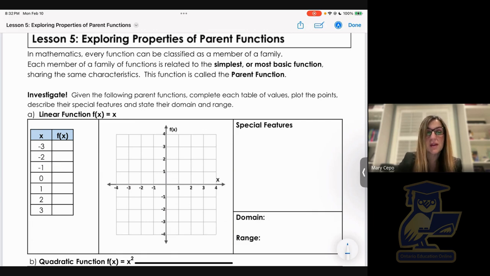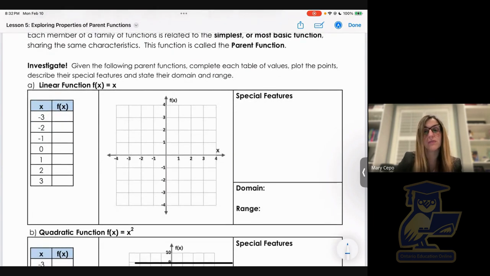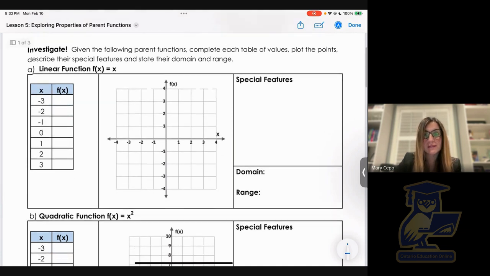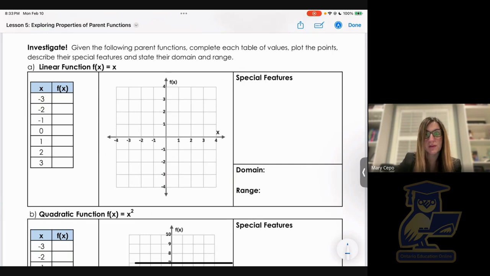So let's investigate. Given the following parent functions, complete each table of values, plot the points, describe their special features, and state their domain and range. Reminding again, domain would be all the possible values for x, range, all the possible values for y. Now, the linear function. The parent function for the linear function is f(x) = x. Let's then complete the table of values. If the input is -3, the output would be also -3. If the input is -2, the output would be -2, -1, input 0, output 0, 1, 2, and 3.